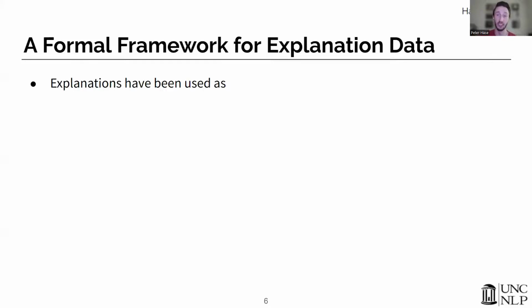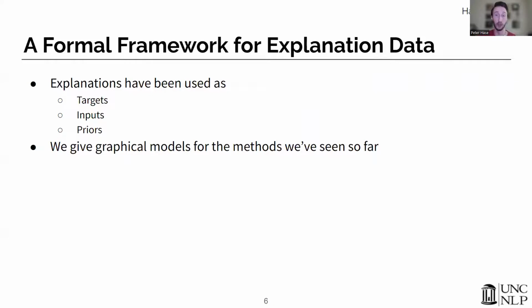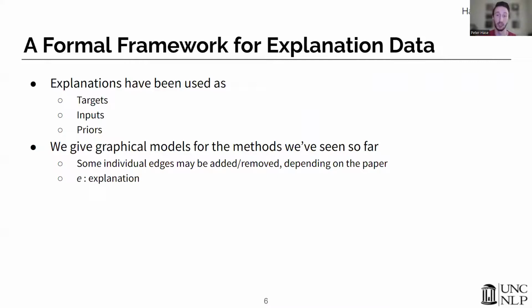We find that, to date, explanations have been used in modeling as targets, model inputs, and model priors. There's quite some diversity in existing methods as a result. We give the graphical models for methods that we've seen so far. Some individual edges may be added or removed depending on the paper. We denote explanations as E, inputs as X, and targets as Y. Capitalization indicates that a variable is a set.